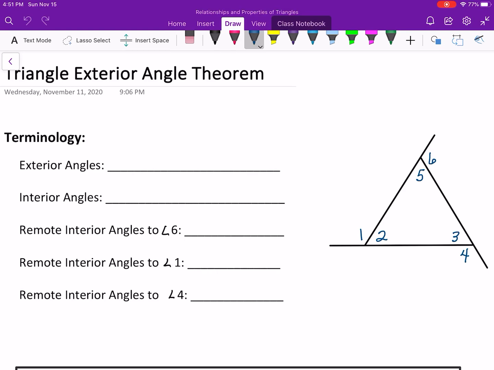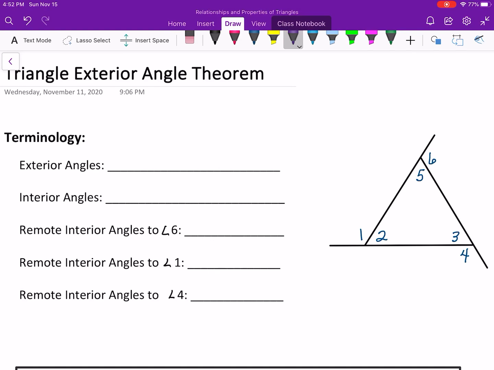If you'll look at the diagram, I've got angles numbered from 1 through 6. Notice that 1 and 2 make a linear pair, 5 and 6 make a linear pair, and 3 and 4 make a linear pair. It's very important that you notice that those lines go straight out. We're not looking at vertical angles here. We're looking at angles that make linear pairs in the diagram.